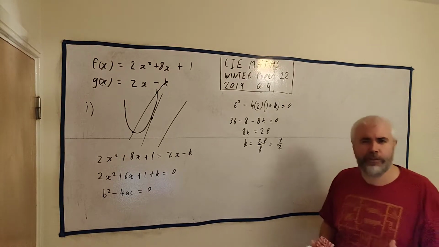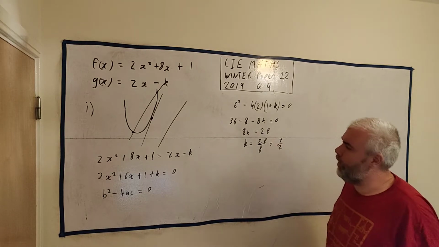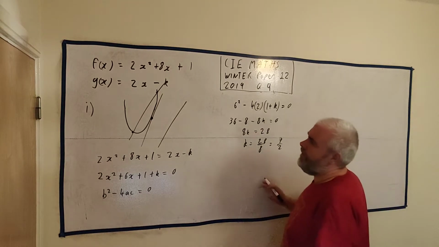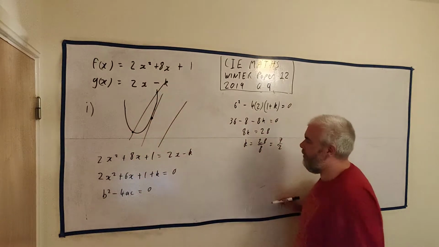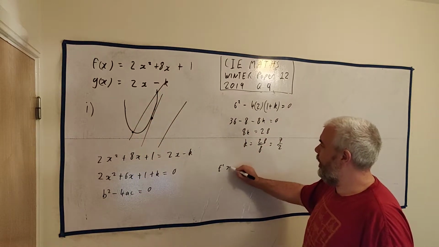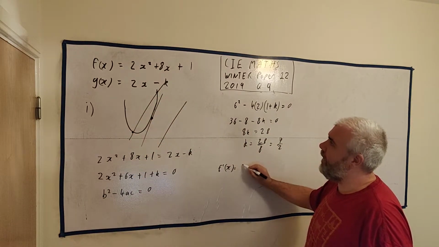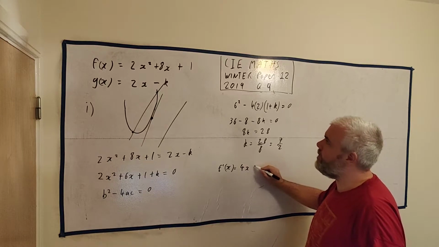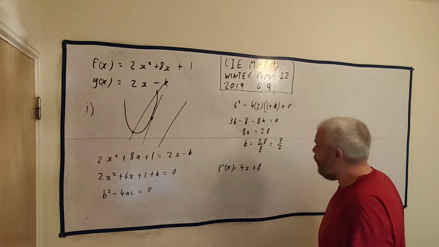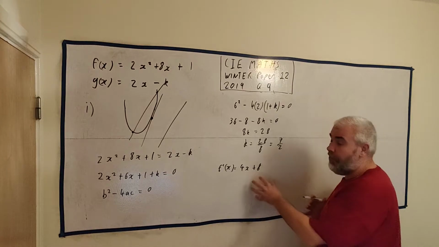I'll just spell out the other way I did it first of all. It is a bit longer. What I did is I differentiated f(x) here. I got the derivative of f(x) to be 4x plus 8. But I knew the slope, the derivative is the slope.